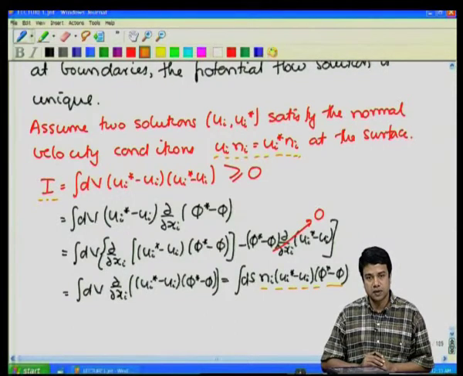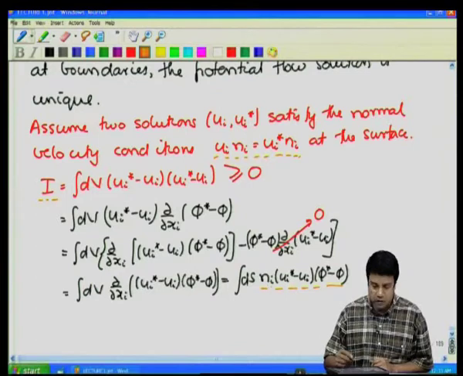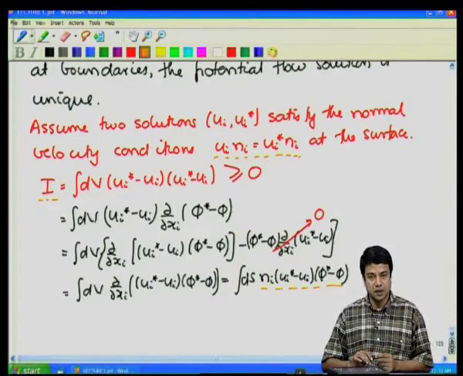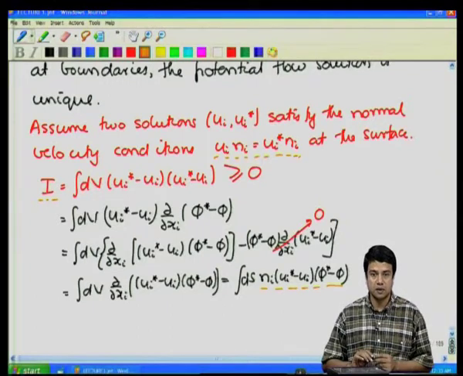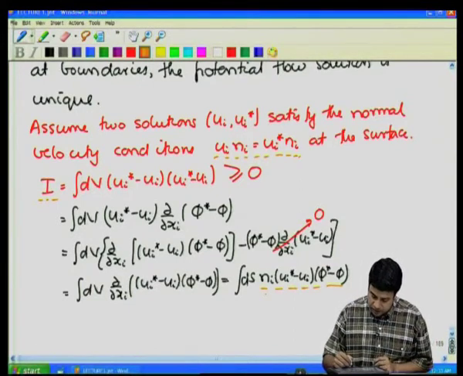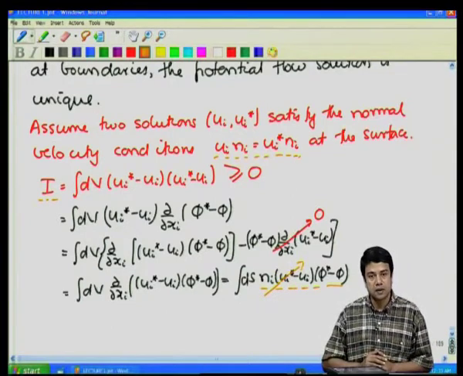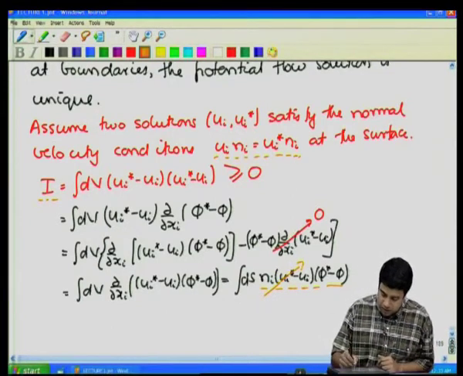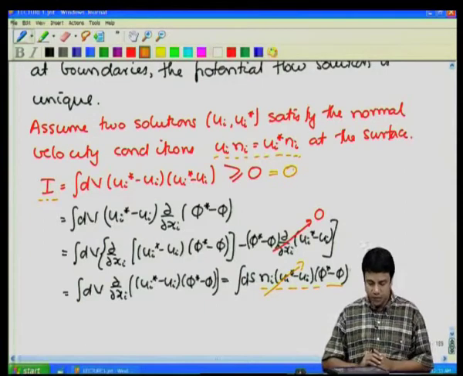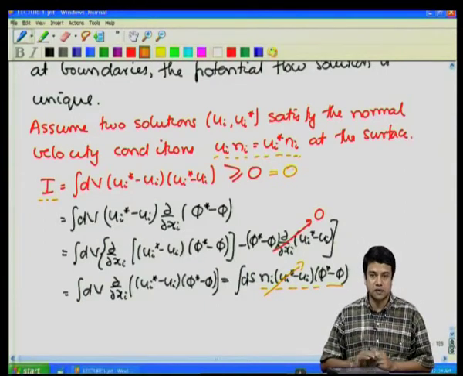This has shown you that this integral of ui star minus ui the whole square integrated over the volume has got to be equal to the unit normal times ui star minus ui. That is equal to 0, simply because both velocities satisfy the same normal velocity boundary condition. Therefore, n dot u star is equal to n dot u. Therefore, this is equal to 0. Okay. Therefore, I get the condition that I is equal to 0, provided both velocity profiles satisfy the potential flow condition.